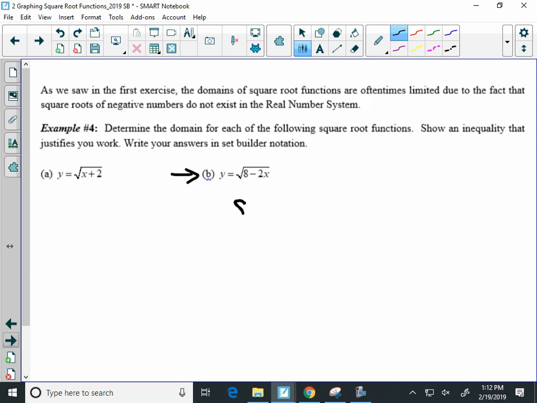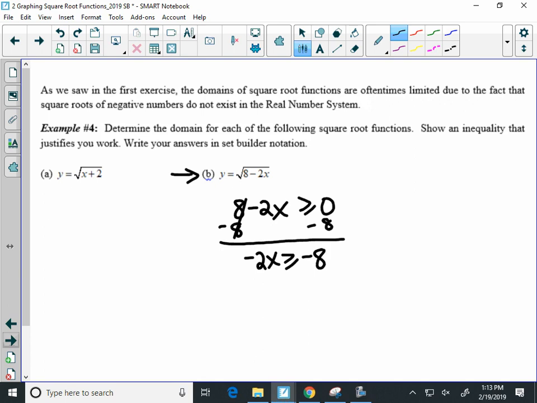I take the radicand, and I set it, what symbol? Greater than or equal to 0. So I'm going to solve this. This is just review. This is nothing too horrible. I'm going to subtract 8 from both sides. When I do that, I get negative 2x greater than or equal to negative 8. Now, when I divide by negative 2, what do I have to be careful about here? I have to flip the sign. So I get x is less than or equal to 4.